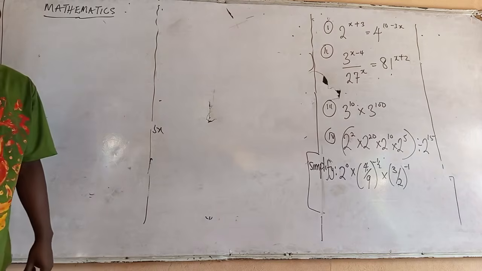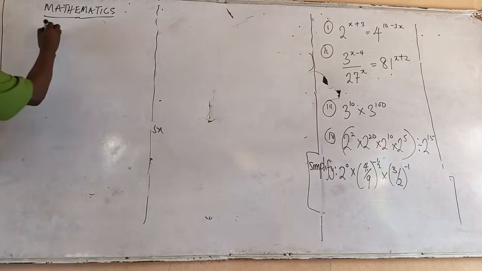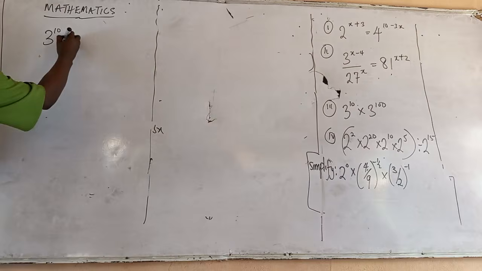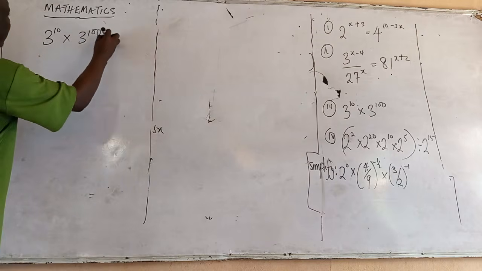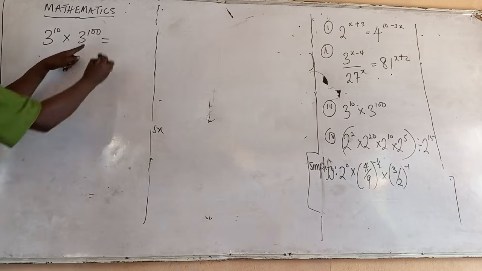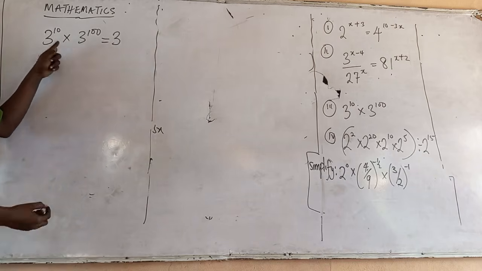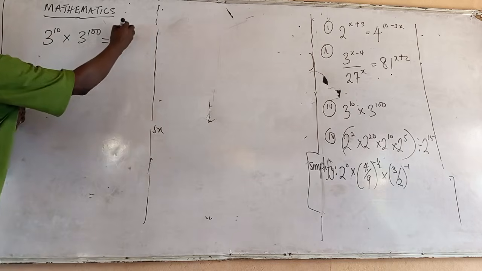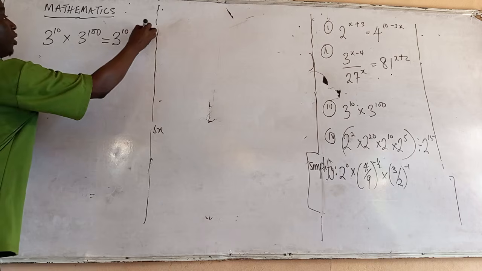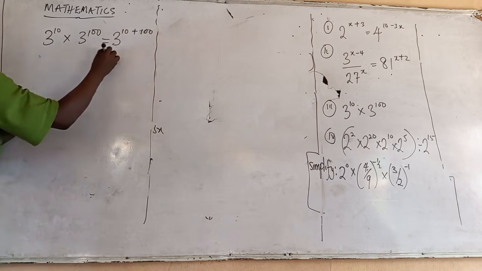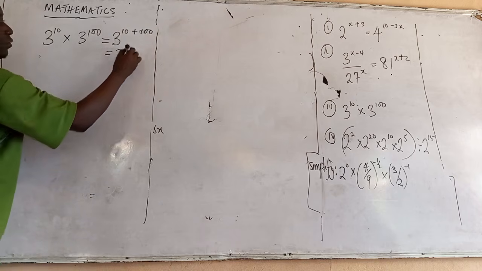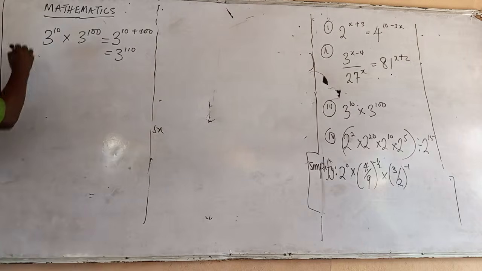Now we are in number 3. The question says 3 raised to 10 times 3 raised to 100. It's very simple now. You take one base, they are the same base already. Just add up the powers: 10 plus 100 is 110. That one is gone.